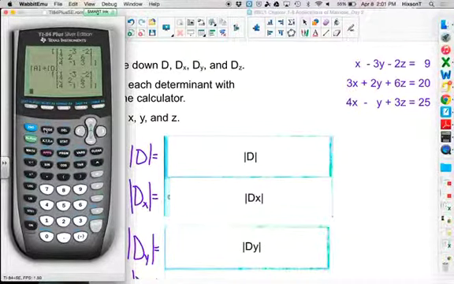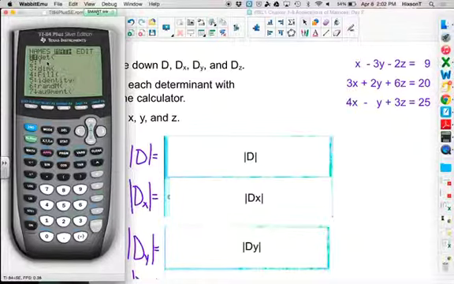Really, entering the matrices into your memory is the most time-consuming part of this. Because now we can hit second matrix, and notice the math menu. We hit the right arrow once. The first option there is DET. That's determinant. So we hit enter. Then second matrix, we're going to pick A. Hit enter again, and we got -11.